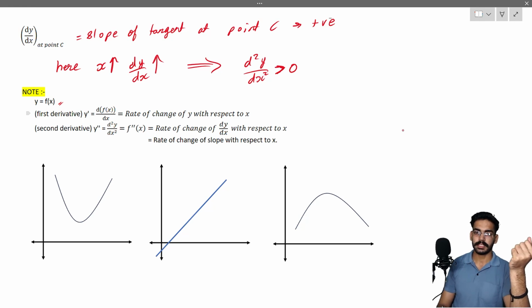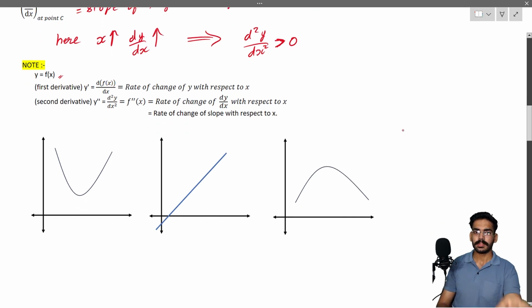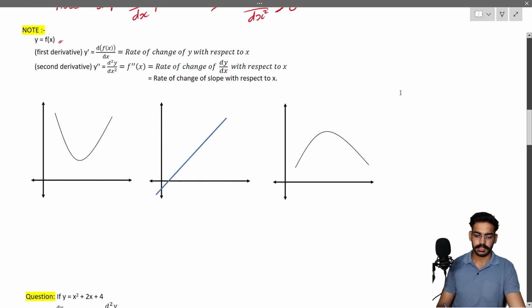And if I increase the x and y gets decreased, then dy by dx is negative. The same thing we are seeing. Or we say the rate of change of slope with respect to x. The same thing, same meaning. Now let's see with three examples.